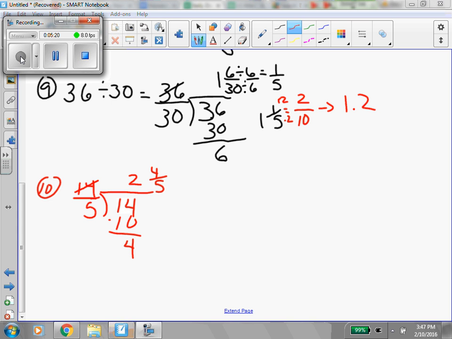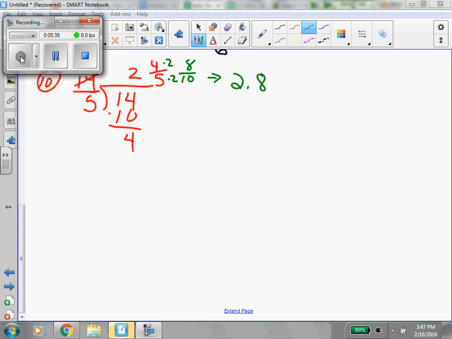And then how would you turn that into a decimal? Well, we're going to turn it into a 10. So 5 times 2 is 10, 4 times 2 is 8. So the answer is 2 and 8/10, or 2.8. Numbers 11 and 12, you're going to do the same way.